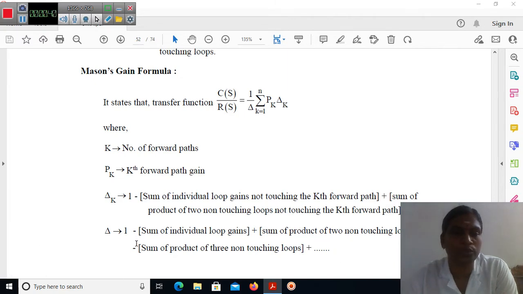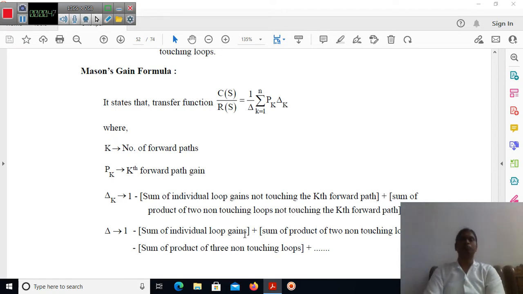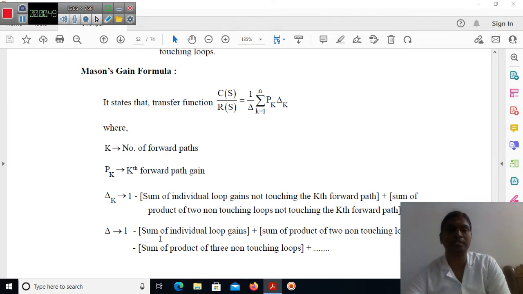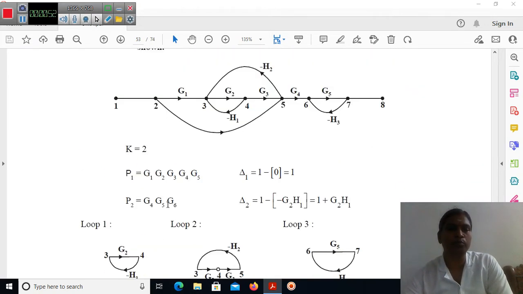Delta is equal to 1 minus the sum of individual loop gains, plus the sum of products of two non-touching loops, minus the sum of products of three non-touching loops, plus and so on. Let us see one problem.